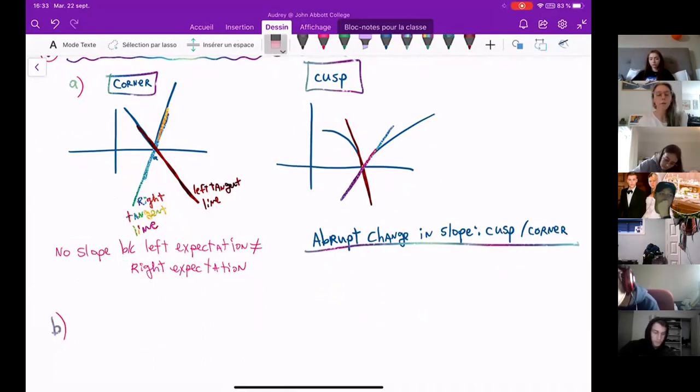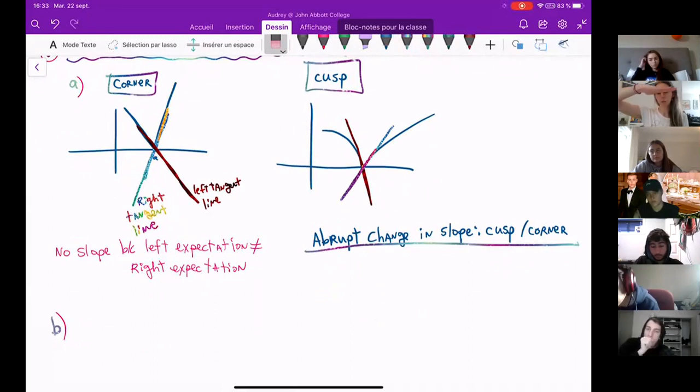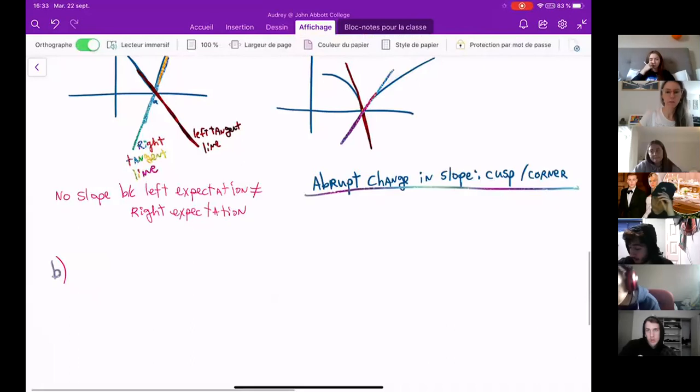So then there's another place where the function could be continuous but not differentiable. And in order to understand this one, we need to do a brief review of slopes. If I have a horizontal line, what's the slope of a horizontal line? Yeah, it's 0. So let's just think about why.